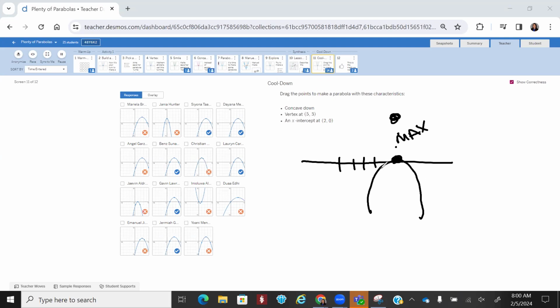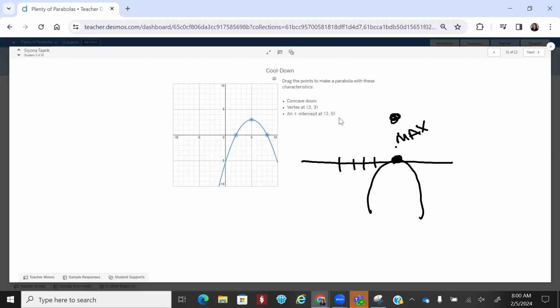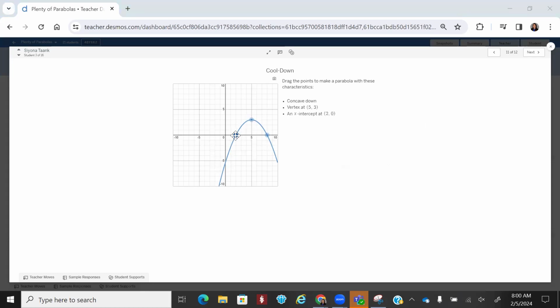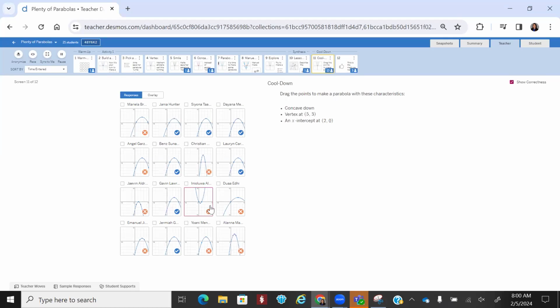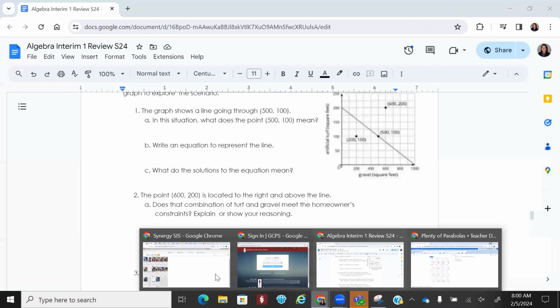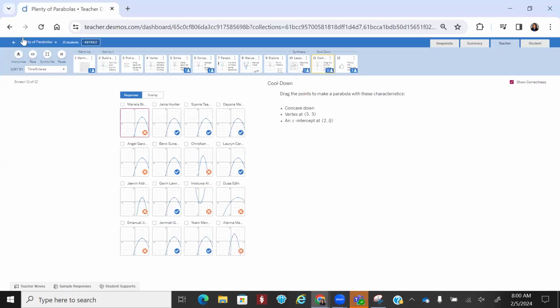Okay. For 2, 0, remember you can move the things in or out. If you take a look at this one, what this person did is they plotted that vertex, and then they made sure that their x-intercept went through 2, 0. That was it. This one, everybody's kind of similar. It's about the same. Okay. So now we're going to go to another Desmos lesson, and hopefully this will move up pretty fast.